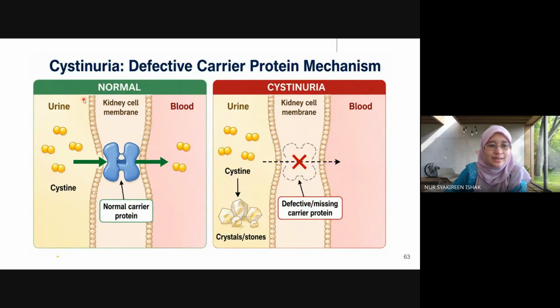Suppose this is inside a nephron, where it has filtrate that contains cysteine. This filtrate later will become urine. Suppose this cysteine has to be reabsorbed into your blood vessels, entering your blood circulation. The transportation of cysteine uses a carrier protein. This is for normal healthy cells within the kidney.